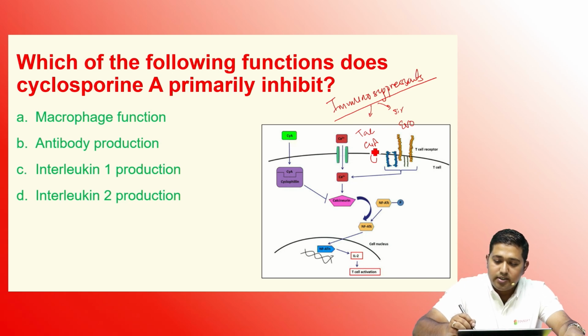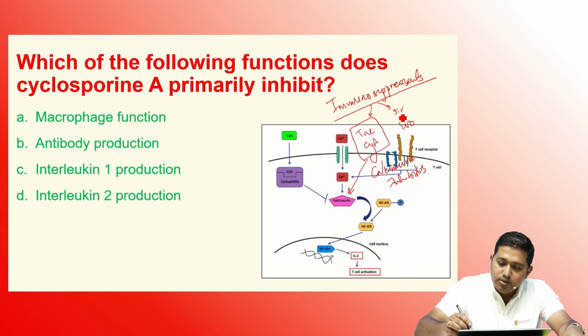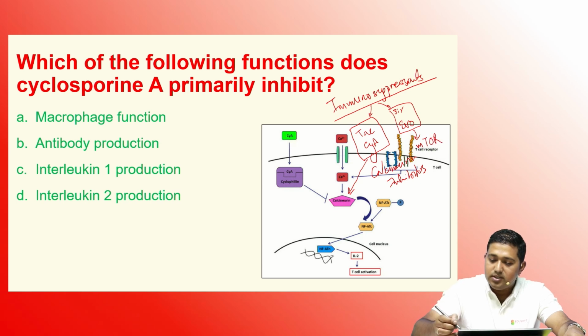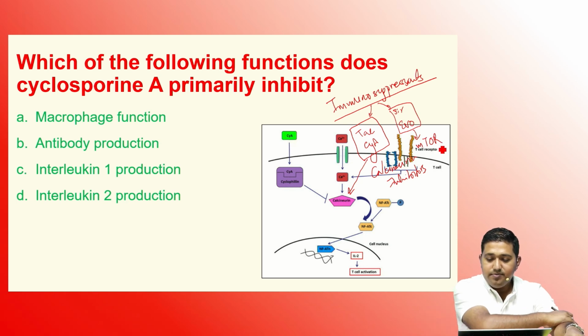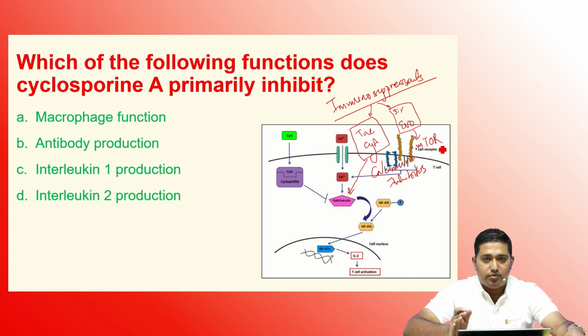So tacrolimus and cyclosporin A are known to inhibit calcineurin, so they are also known as calcineurin inhibitors. Then sirolimus and everolimus are a different set of drugs that inhibit a different protein molecule known as the mammalian target of rapamycin, so they are mTOR inhibitors. So this is the difference between these two groups of drugs.